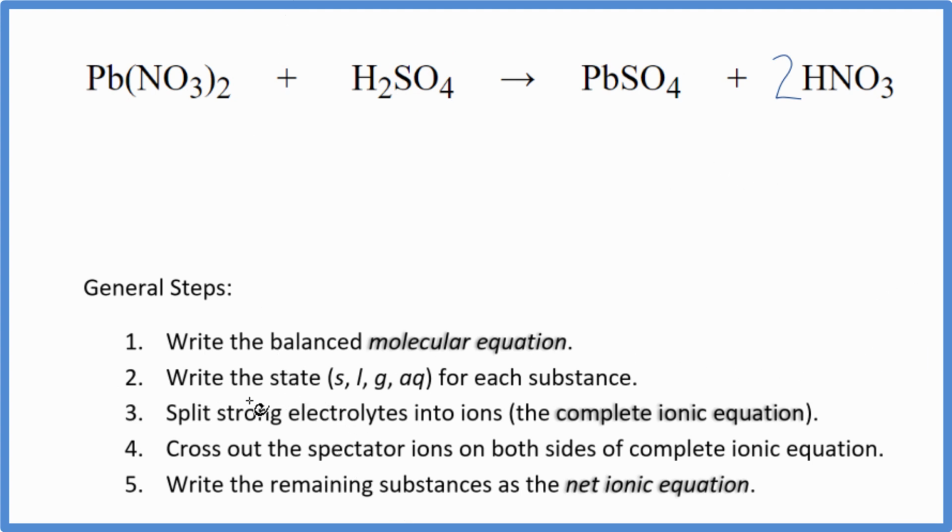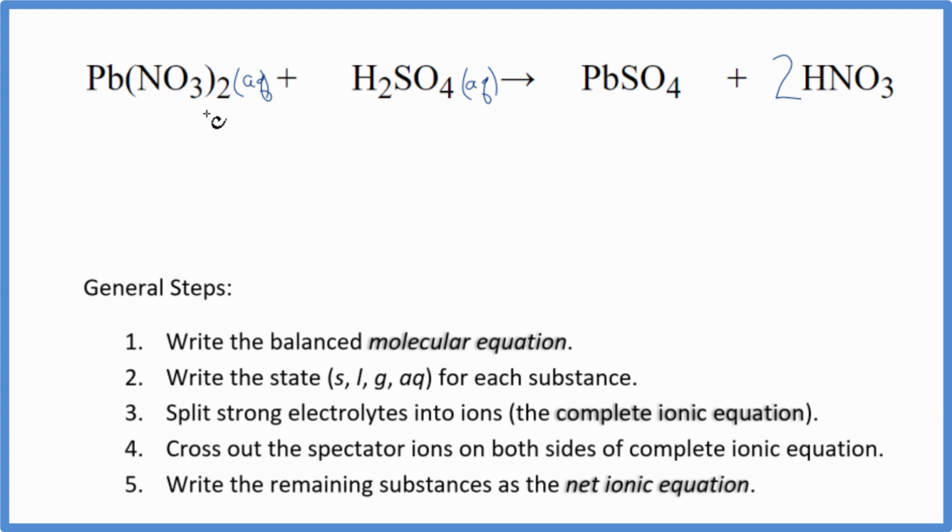Next, I need to write the state for each substance. So if you know your solubility rules, nitrates are almost always soluble. Put an aq after that. Sulfuric acid is a strong acid, so it's going to break apart into its ions. We're going to write aqueous. And then we get to lead sulfate, lead(II) sulfate here. Lead compounds often are not soluble.